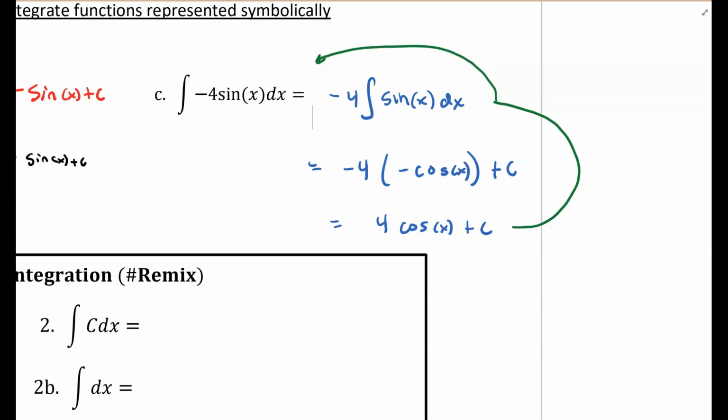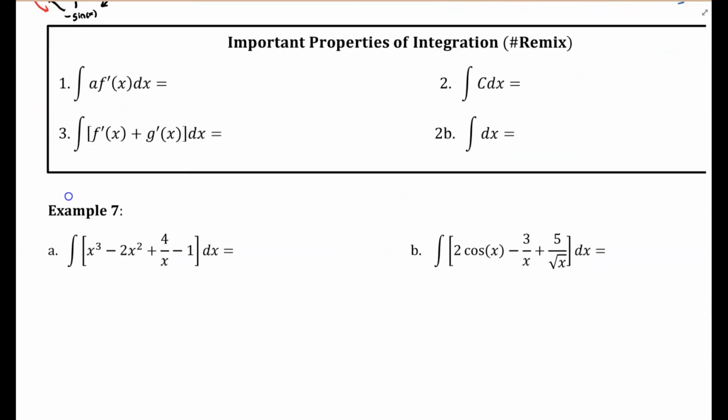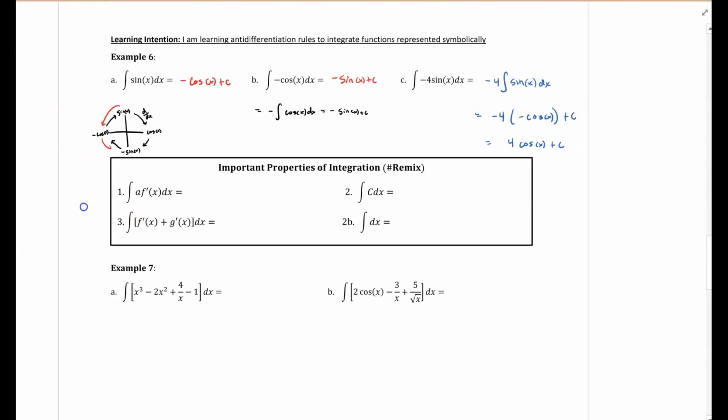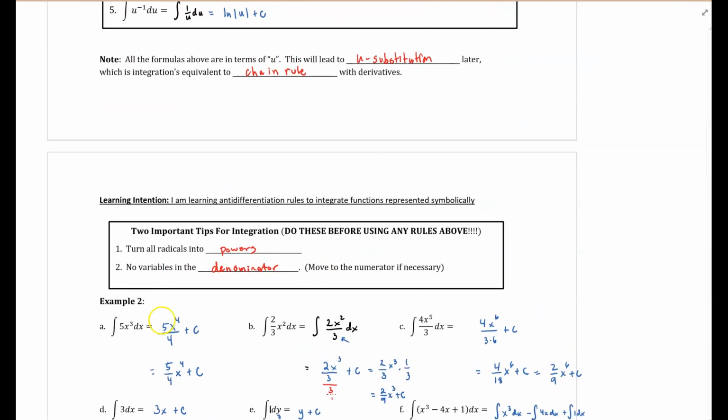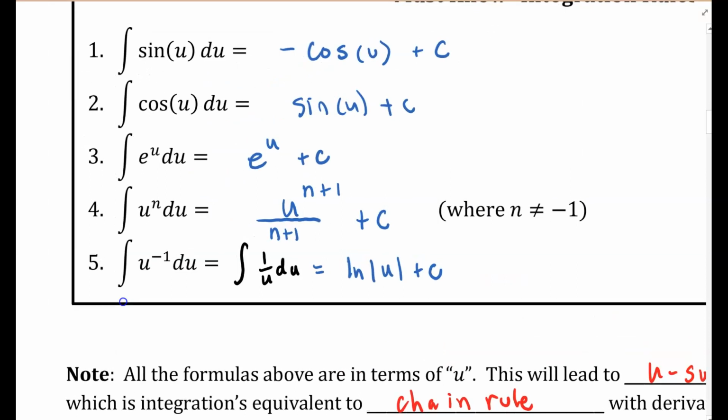Okay, that's going to do it for this video. This was part 1 on basic anti-differentiation. In the next video, we'll go ahead and we'll cover important properties of integration. And again, just something you can do, make flashcards, memorize these. These 5, extremely, extremely important, extremely intuitive. It's just taking the idea of differentiation and working in reverse.